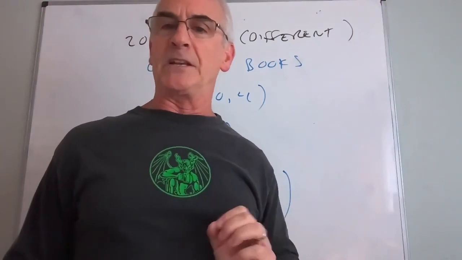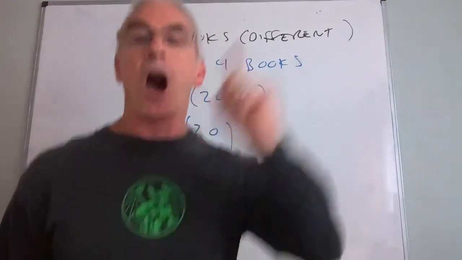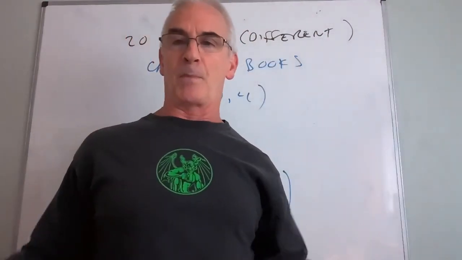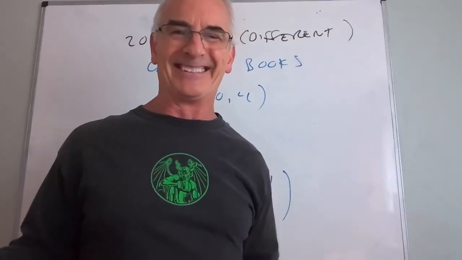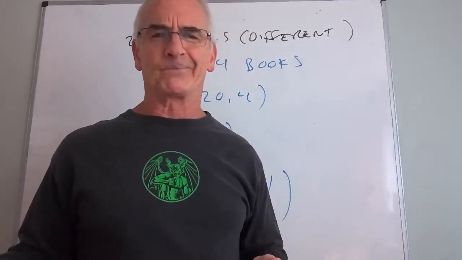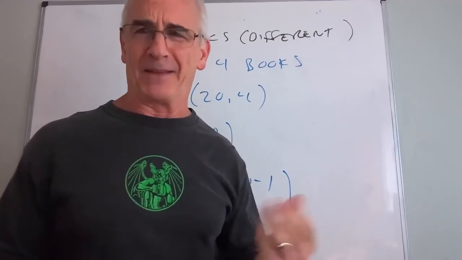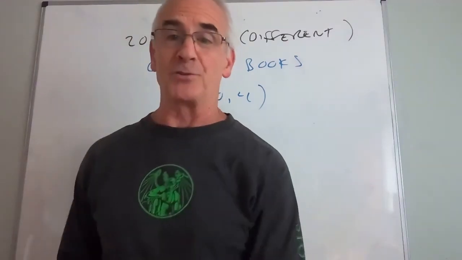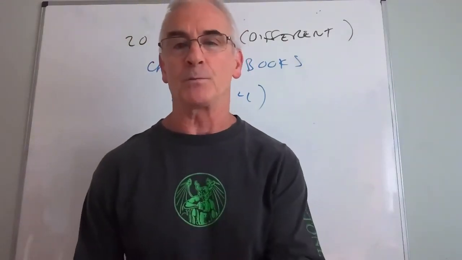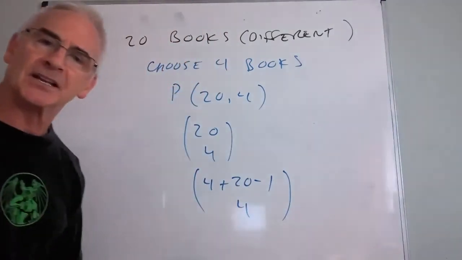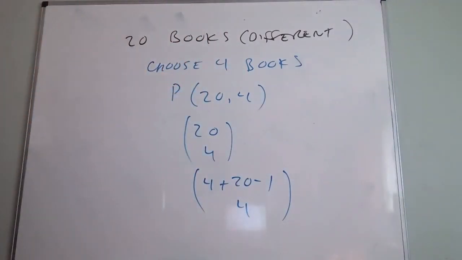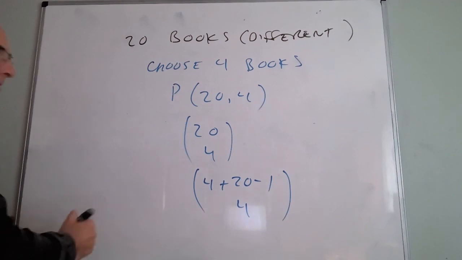But if I have 20 different titles and I want to give away 100 books, first of all, is repetition possible? Yes. Kind of have to. I only have 20 different titles and I'm giving away 100 books. How many ways can I do that? Anybody want to try that one?